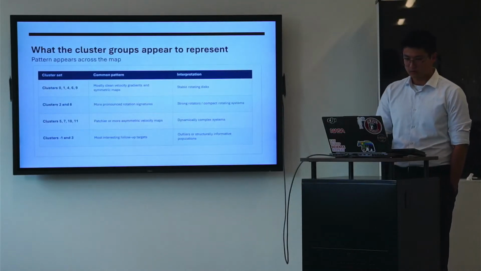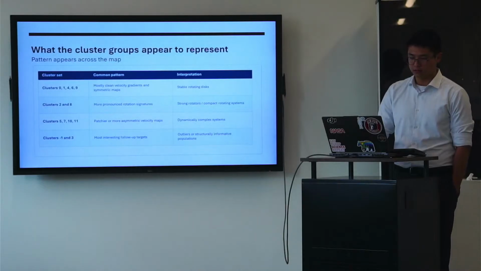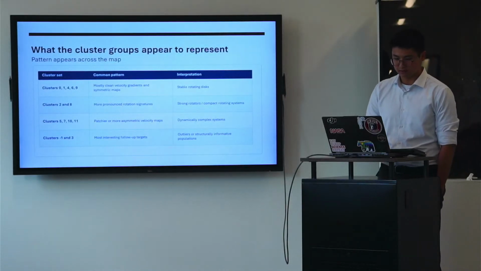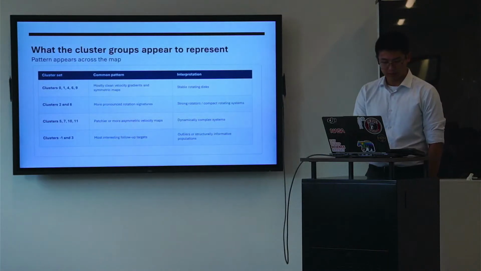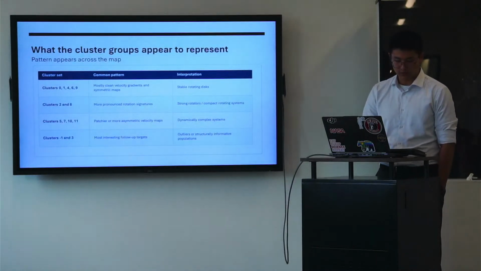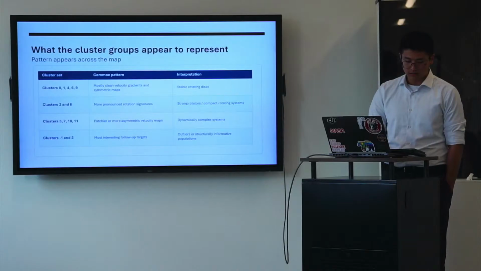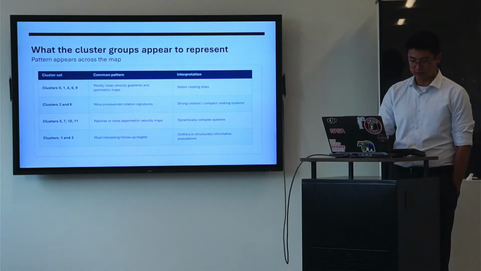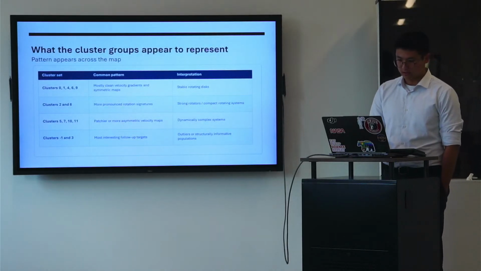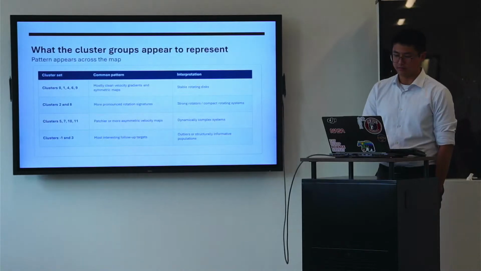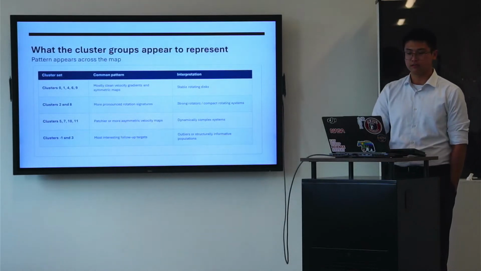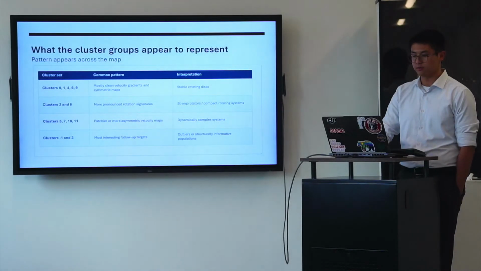For example, clusters 0, 1, 4, 6, and 9 appear to have galaxies with very clean velocity gradients, and they're relatively symmetric. Clusters 2 and 8 have really strong rotators, and clusters 5, 7, 10, and 11 are patchier, and the velocity of the galaxies in these clusters appears to be more asymmetric.